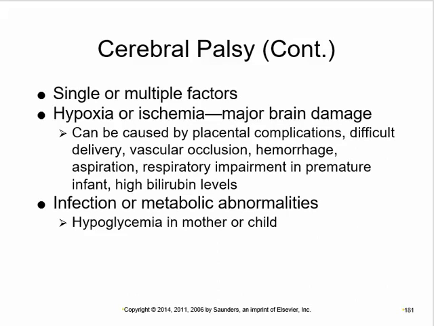So, like I say, the ischemia caused by placental complications. So placenta previa or the placenta becoming detached during delivery. The delivery just taking too long. Vascular occlusion, so the cord gets wrapped. Hemorrhage, so a bleed, maybe from forceps delivery.